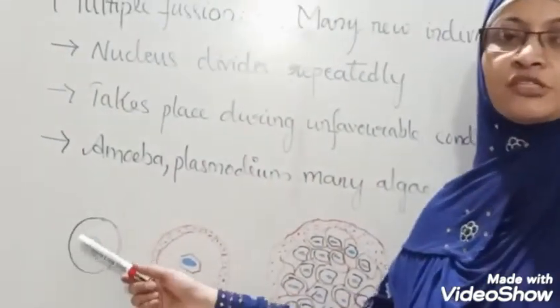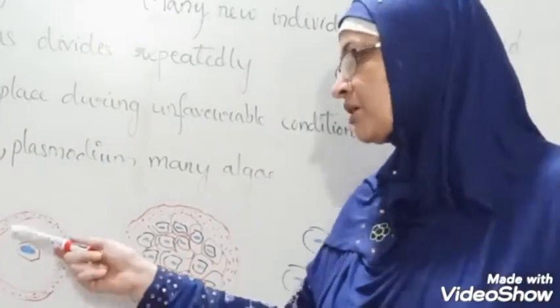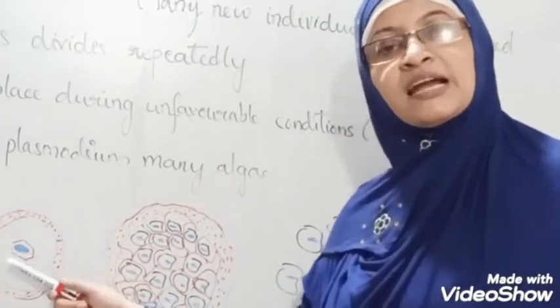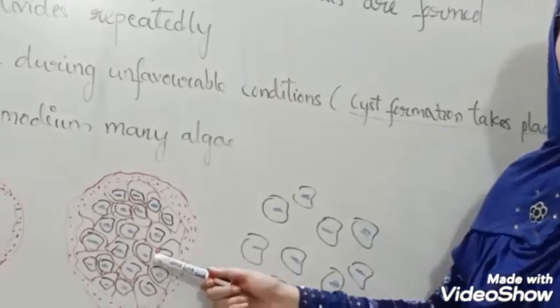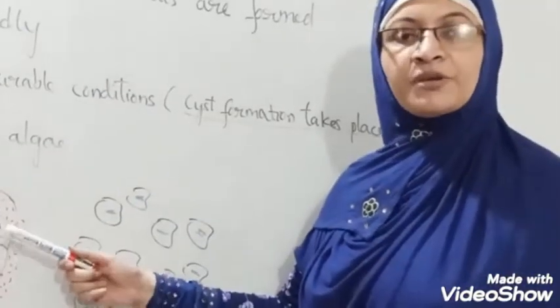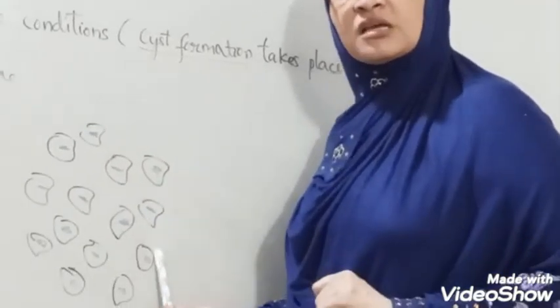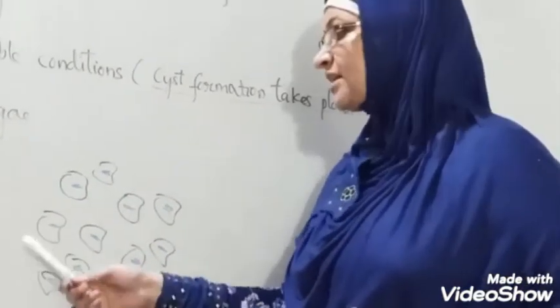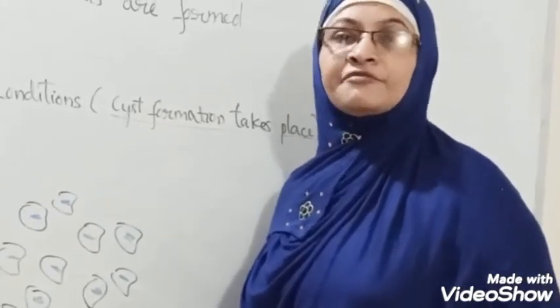That means one cell divides into two, and only once the nucleus will get divided. But in multiple fission, the development of a cyst takes place and the nucleus divides repeatedly and forms many daughter nuclei inside the cyst. When the condition becomes favorable, this cyst bursts out and the nuclei along with the cytoplasm form many daughter cells. So this is called multiple fission.